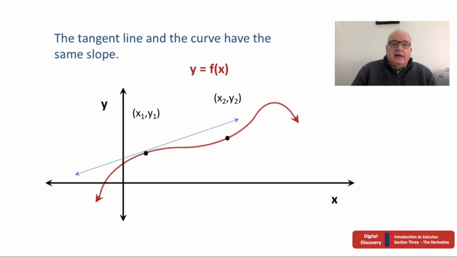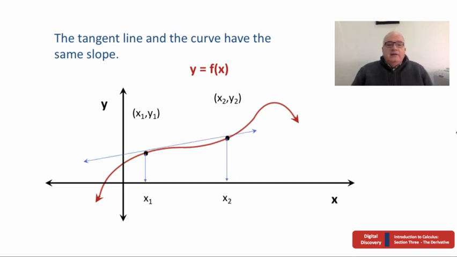Now, the tangent line and the curve have the same slope. Let that sink in. The tangent line and the curve have the same slope at this point because this point is on the line. And all the points on the line have the same slope. Now, let's see if we can develop a methodology for finding the slope of the tangent line.